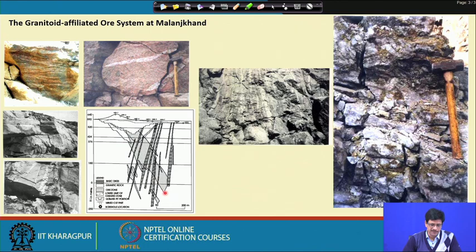They do have a down depth extension of almost 800 meters or more, and at depth they generally have a composite sheeted kind of nature as it happens, and as all this interpretation goes, this quartz reef occupies a fracture zone within the granite.